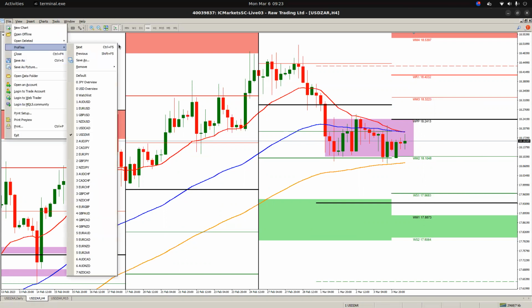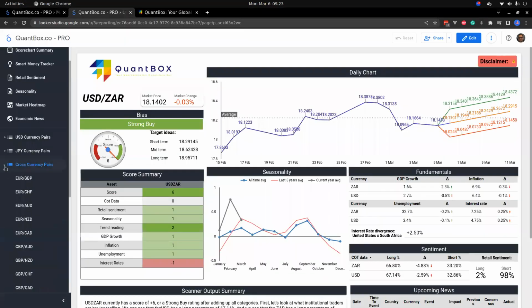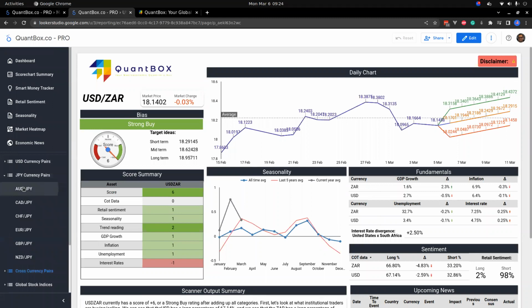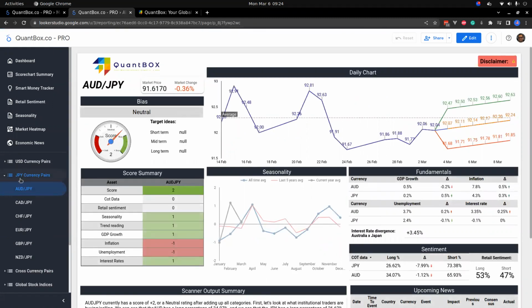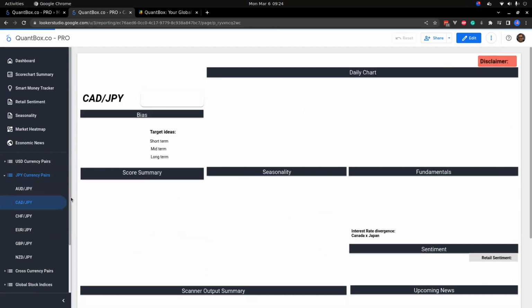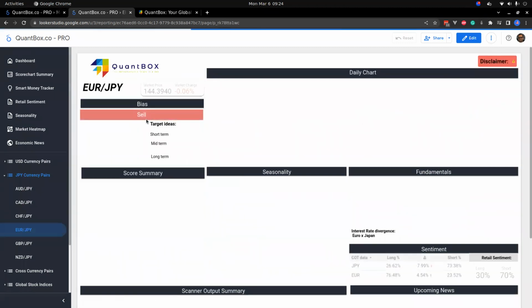So we've also got some yen pairs over here. Let's take a look at our yen pairs on Quant. And let's see here. On our JPYs, Aussie yen is coming through neutral, which means I've got a strong Aussie and a strong yen, or a weak Aussie and a weak yen. I'm not a fan of trading neutral. CAD yen, neutral. Euro yen, sell.